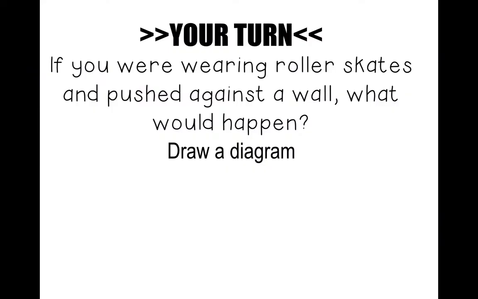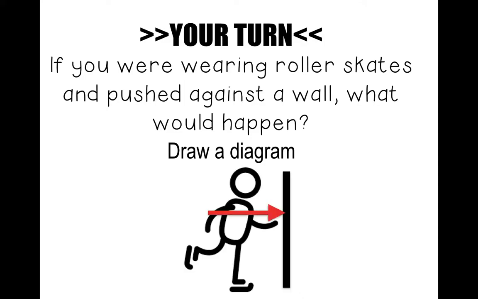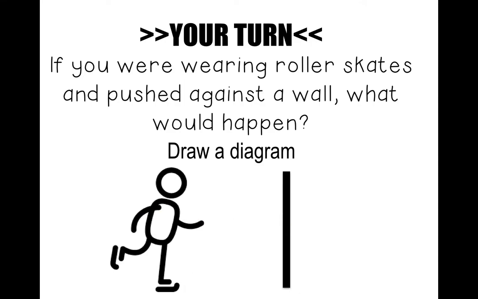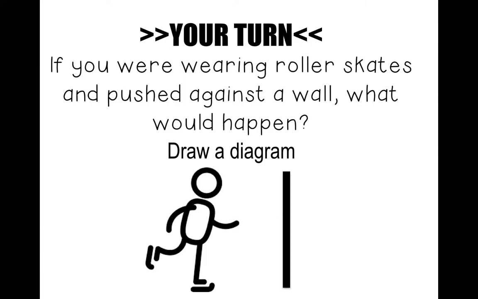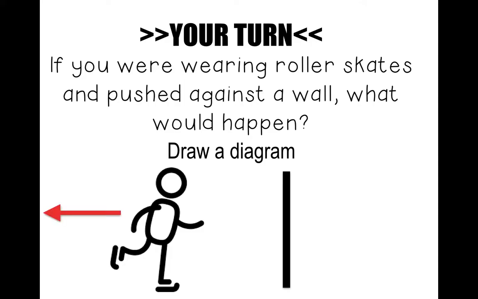All right, so your turn. If you were wearing roller skates and pushed against a wall, what would happen? Go ahead and draw a diagram. You can use stick figures in your diagram. But what you need to show is that a person is pushing against a wall. And the force is pushing one way while the motion is going the opposite direction. So again, a person pushes in one direction against the wall, causing motion in the opposite direction.